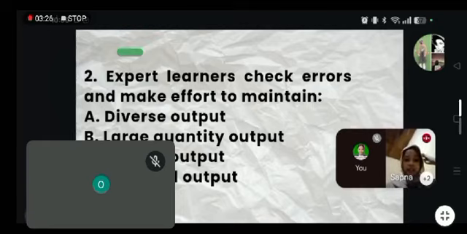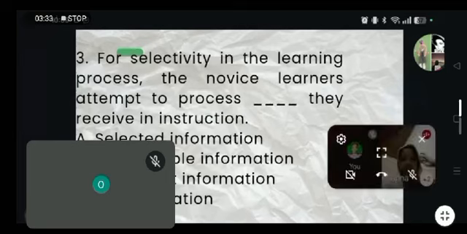So, expert learners focus on producing high quality work. They review their outputs, correct mistakes, and ensure that their performance meets high standards.